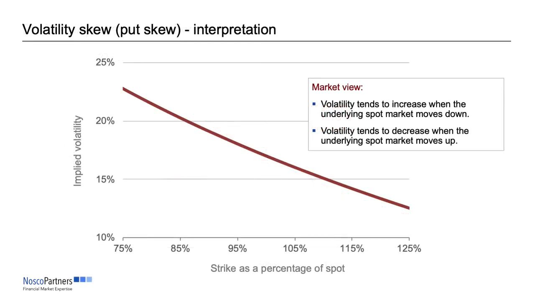A put skew, where out-of-the-money puts trade at higher implied volatilities than out-of-the-money calls, can be interpreted as the market's view that a down move in the underlying market is more alarming than an upside move. That the market will get more nervous on down moves, but relaxes on up moves. And thus volatility is likely to increase when the underlying market moves down and decrease when the underlying moves up. Equity index options typically show a pronounced skew.